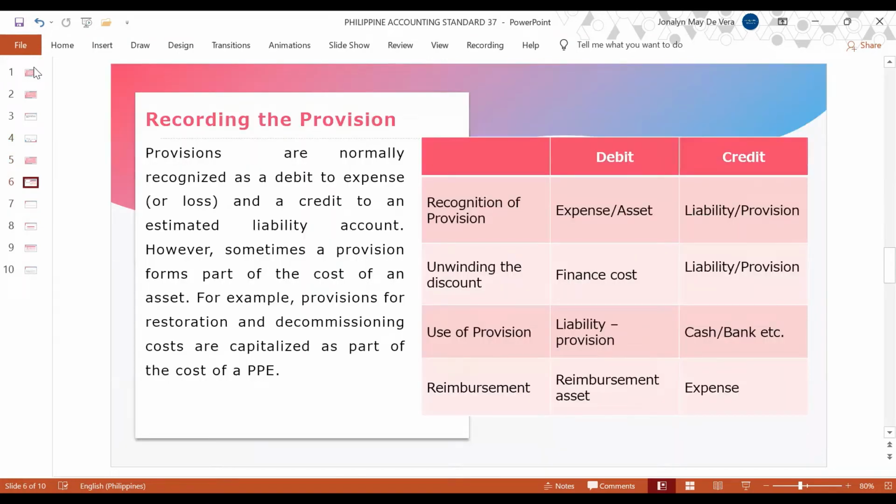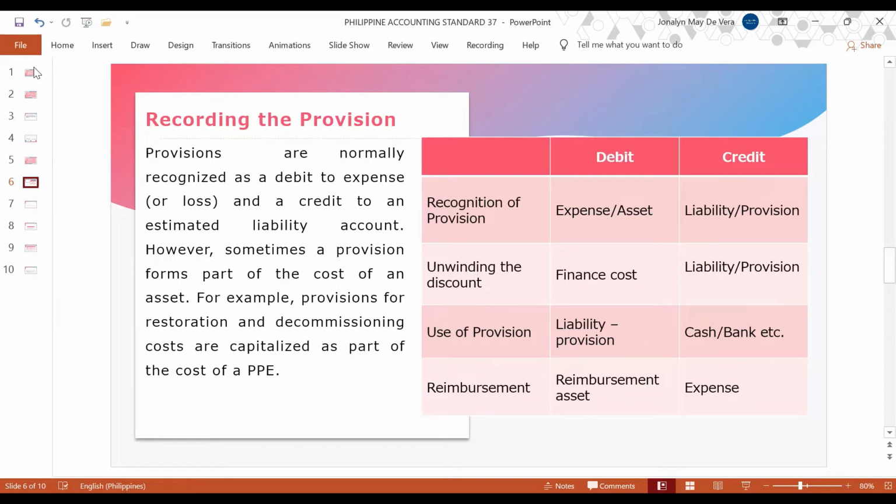Provisions are normally recognized as a debit to expense or loss and a credit to an estimated liability account. However, sometimes a provision forms parts of the cost of an asset. For example, provisions for restoration and decommissioning costs are capitalized as part of the cost of a PPE. So in recognition of provision, we are going to debit the expense or asset and credit the liability or provision.